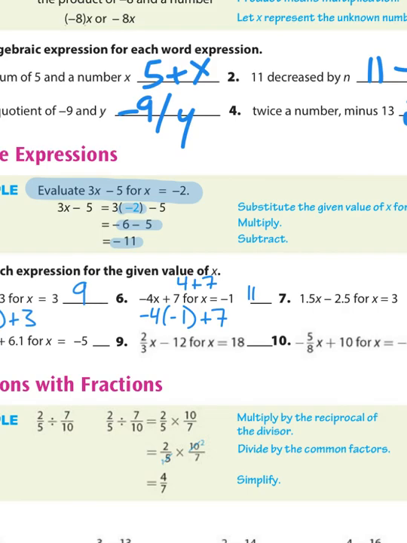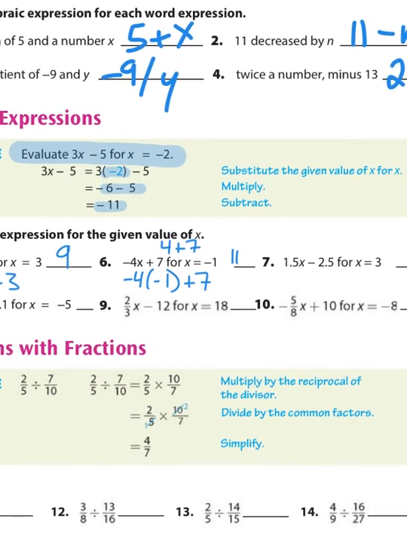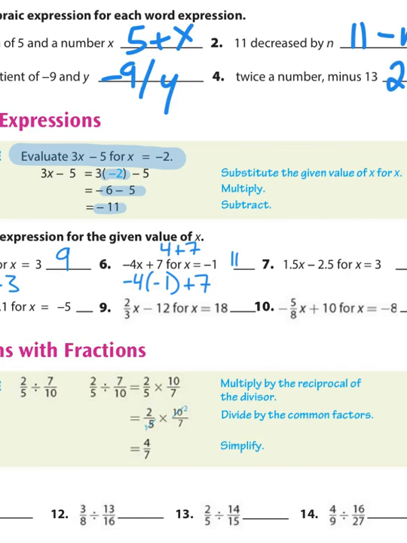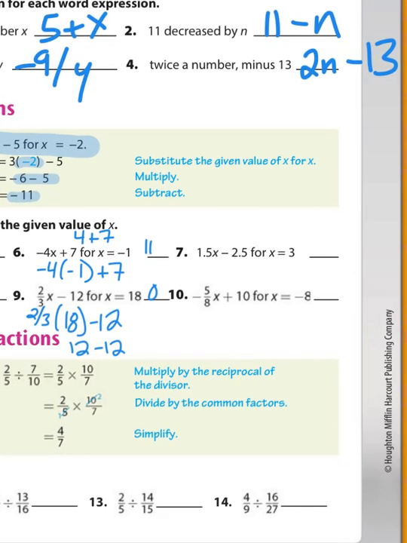All right, I'm going to do number 9, and then I want you guys to try number 10 on your own. Okay, so number 9, 2/3 of x minus 12 for x equals 18. So 2/3 of 18 minus 12. Well, I know 18 divided by 3 is 6. So 2/3 of 18 is going to be 2 times 6, or 12. Minus 12 is 0. All right, pause the video, see if you can do number 10 on your own. Play it back to see if you got it right.